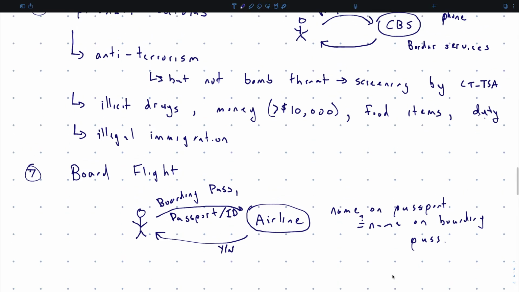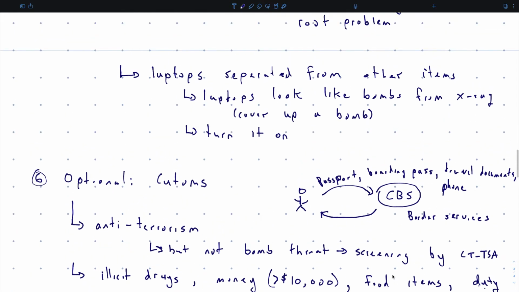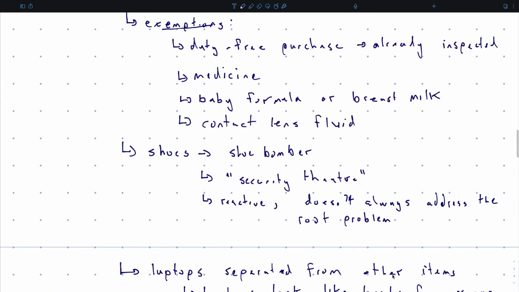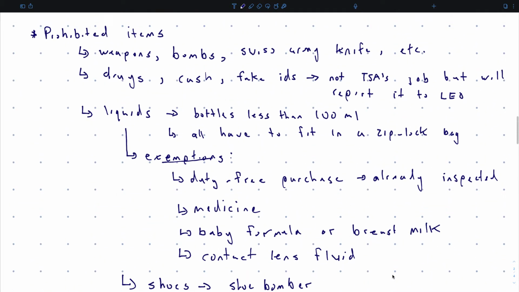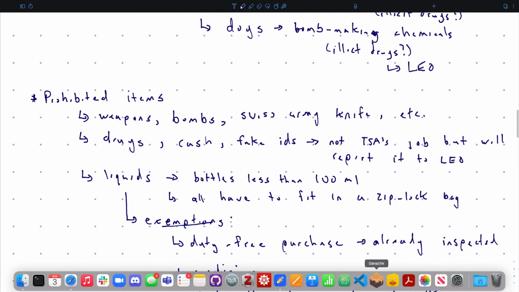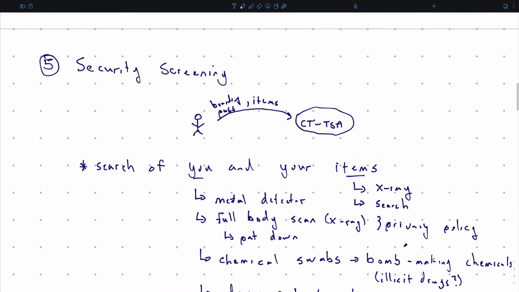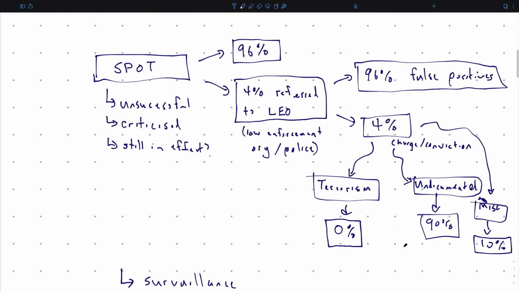So who else checks your passport? Customs check your passport, but let's pretend you're not going through customs. You're just flying domestically. What about the security screening? No, they just check your boarding pass, right? The pre-screening people, they just check your boarding pass.